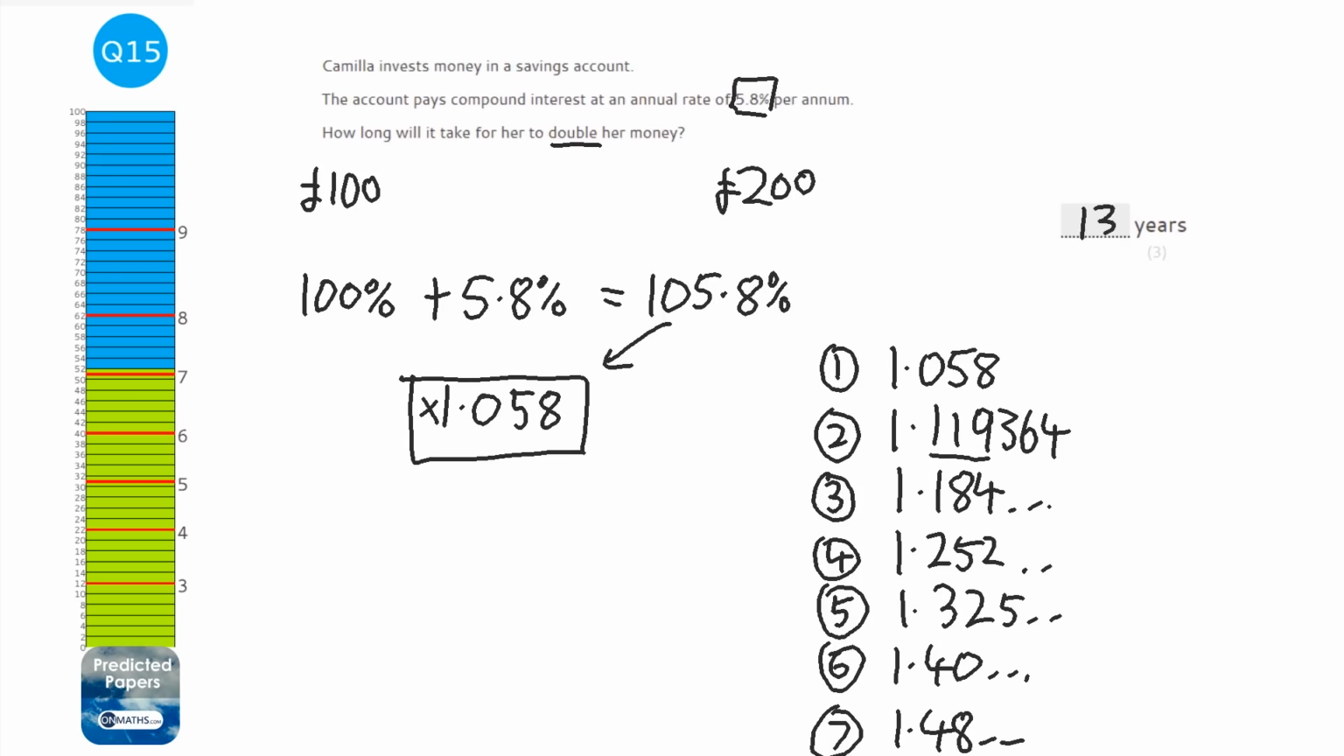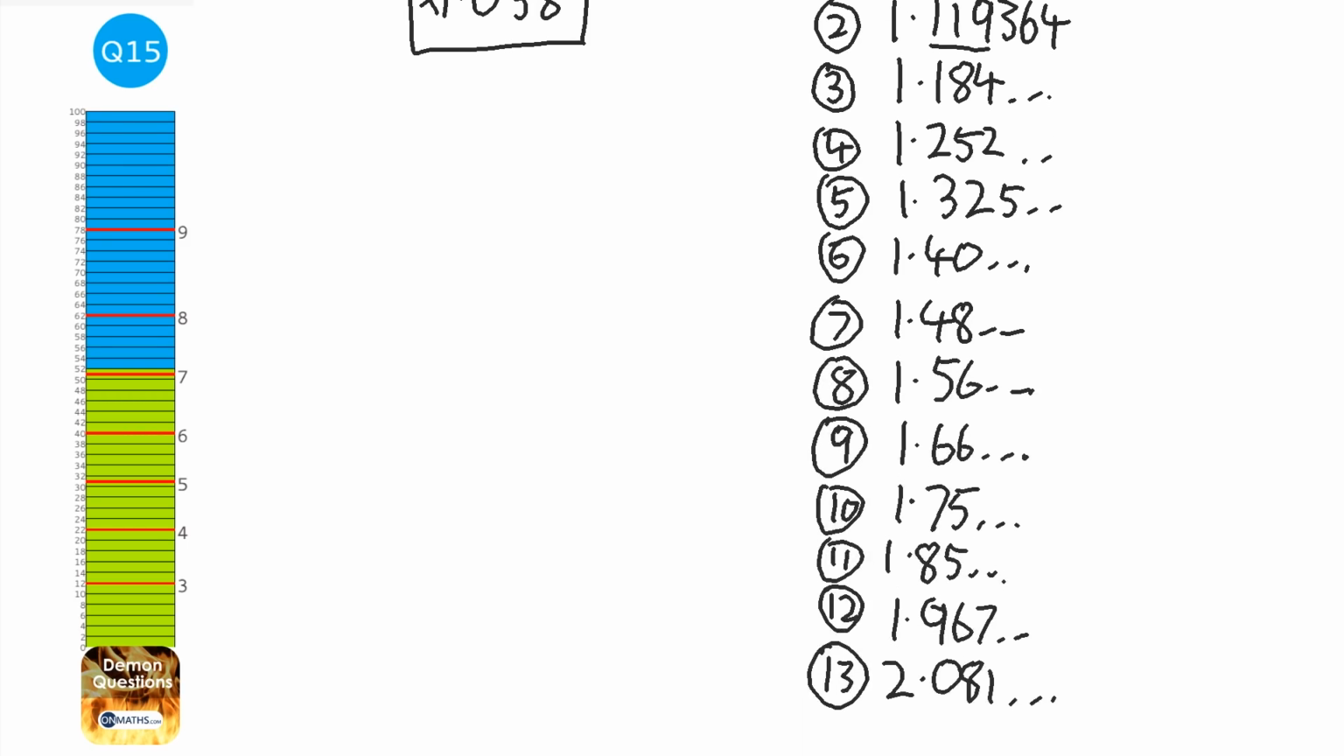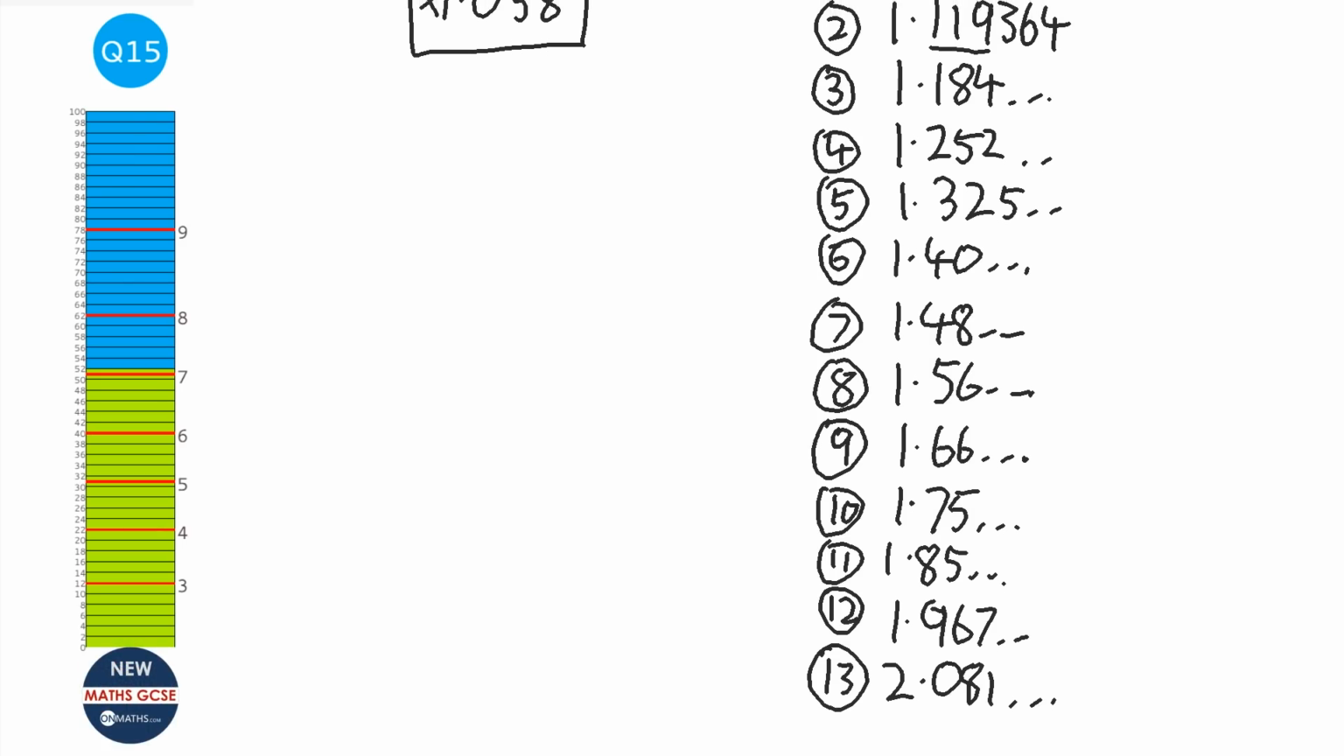Now there's a few things just to note here. The first thing is that students tend to try and divide. They try and see how many 5.8s there are in 100 or whatever. Don't do that, because compound interest grows each time. So in the 5.8%, if you look at the numbers here, these numbers are increasing and increasing each time, and that's the beauty of compound interest. That's why people say save early. Start saving as soon as you're born.